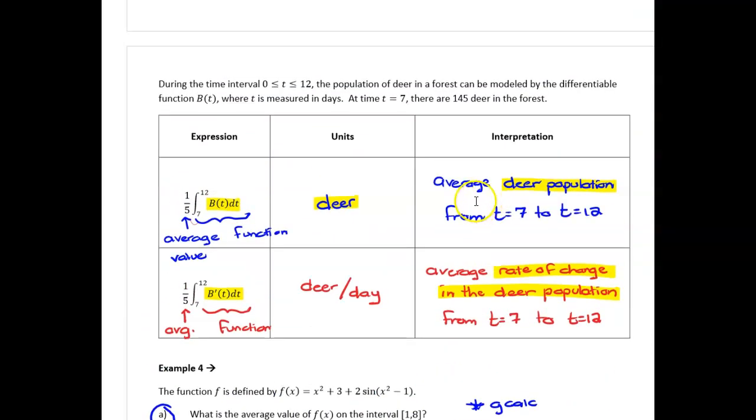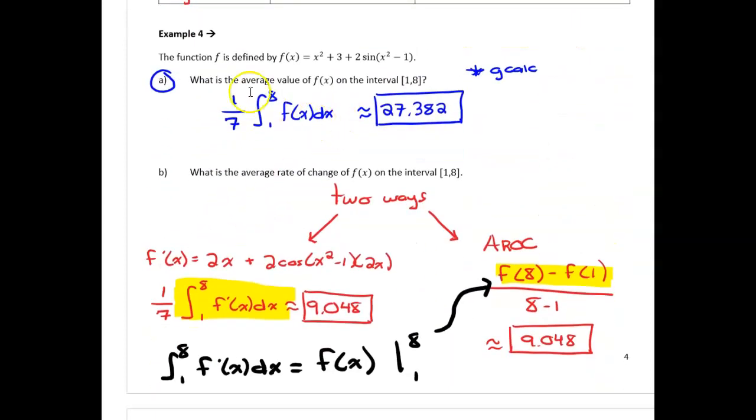All right, so quick reminder of what we did in this video. We talked about why our units are matching up with a function that we're taking the average value of. And then finally, we just quickly reminded ourselves the difference between average value of a function versus the average rate of change. We talked about 2 different ways you could go about that.